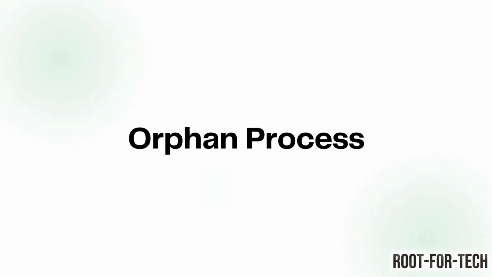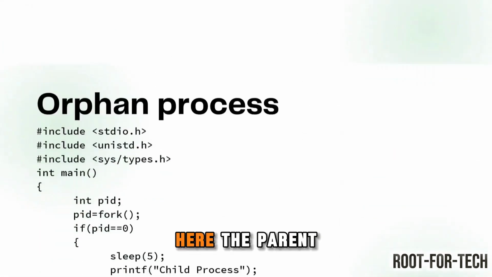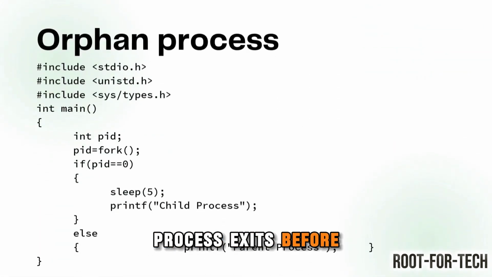Orphan process. Now that you have understood how to fork and create a parent and child process, let's learn how an orphan process is created practically. Here the parent process exits before the child exits. The child process will exit only after 5 seconds.